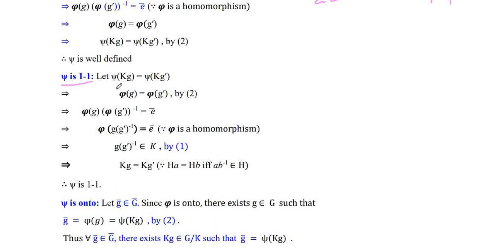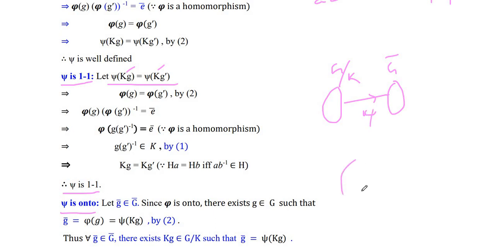The pre-images are equal. We assume the images to be the same and we have got pre-images to be equal. So your psi is 1 to 1. Now we prove that psi is onto. So for that we'll have to assume we have G by K to be the domain and G bar to be the codomain. This is for psi.